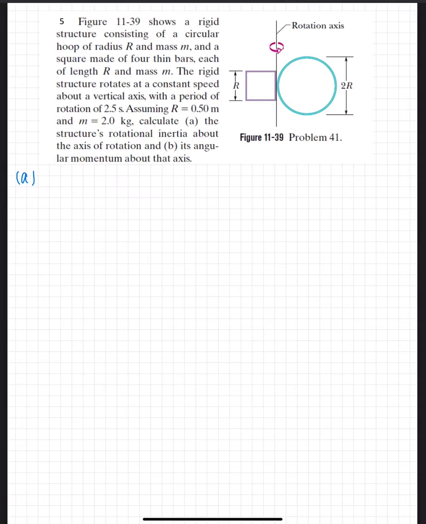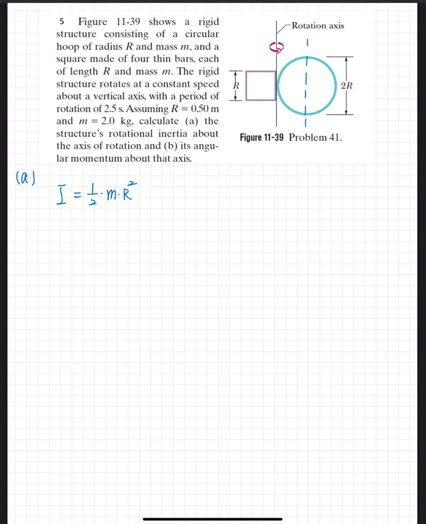In this question, we know the rigid structure has a circular hoop and a square, and it's rotated at a constant speed about a vertical axis. So we first look at the circular hoop. We all know that if the rotation axis passes through the hoop's center, the rotational inertia is equal to 1/2 times mass times radius squared.